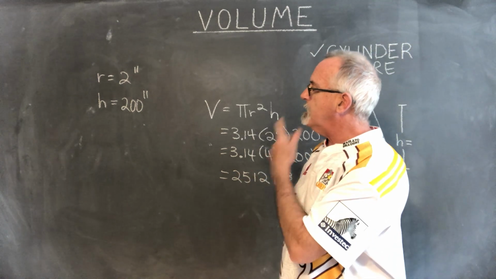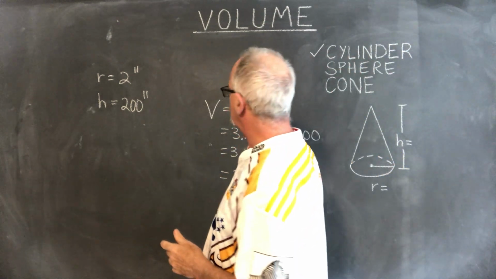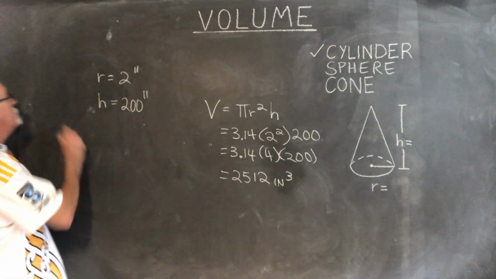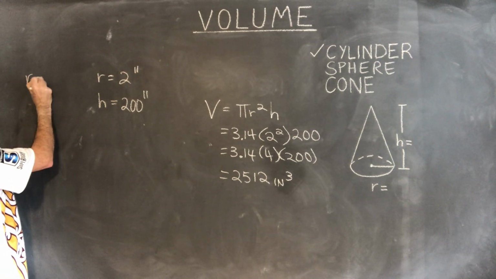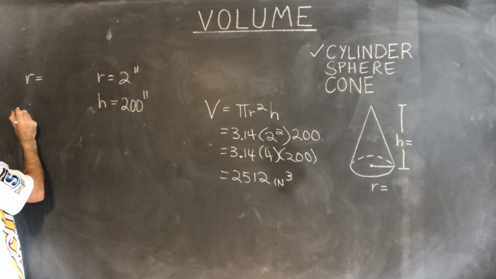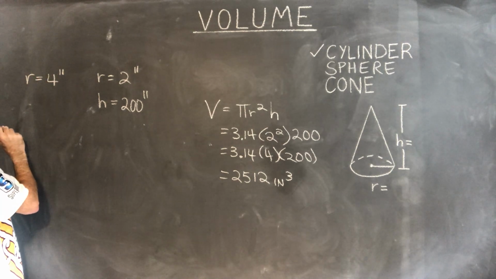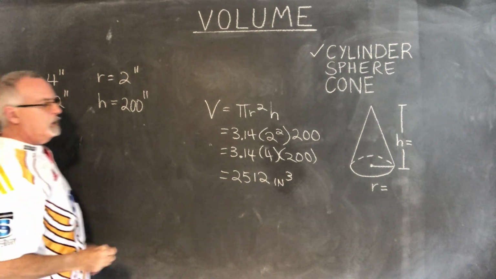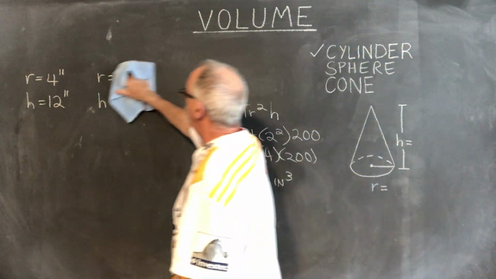So that's my second example. I'm going to do a third example. I think what I'll do is I'll make some more room by writing my third example further over here. So the radius, make sure this fits on camera. The radius of my third cylinder is going to be 4 inches, and the height is going to be 12 inches. There, now I'm going to erase everything that I have over here.